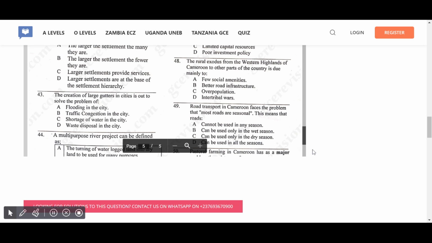Question 49. Road transport in Cameroon faces the problem that most roads are seasonal. This means that roads... The answer is A. This means that roads cannot be used in any season.